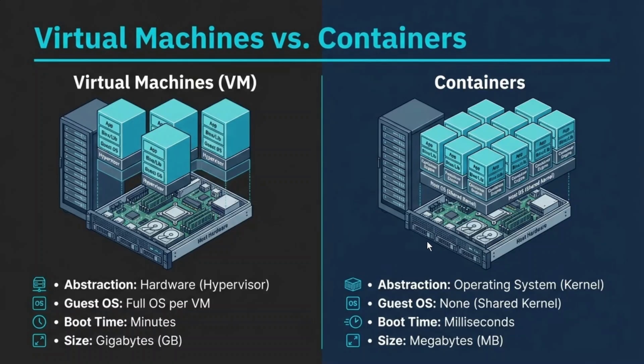On the other hand, a container is a package that includes only the application and its dependencies. It shares the host OS and kernel with other containers. Instead of simulating hardware, it uses kernel features to create an isolated environment for the application. This makes them much lighter and faster to start than virtual machines. But the isolation is at the OS level, not the hardware level.